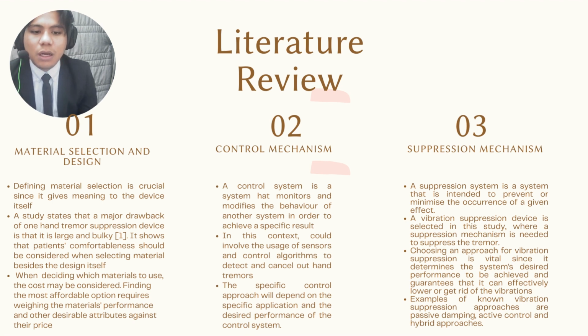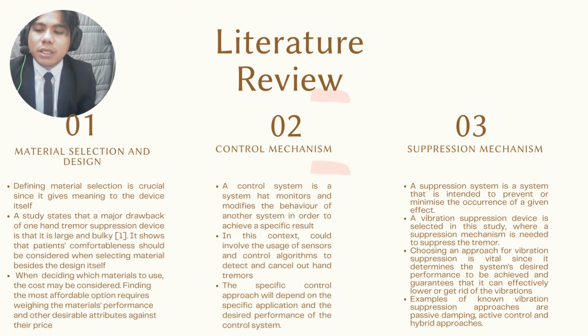Next is suppression mechanism. Basically, a suppression mechanism or a suppression system is a system that is intended to prevent or minimize the occurrence of a given effect. A vibration suppression device is selected in the study where a suppression mechanism is needed to suppress the tremor.